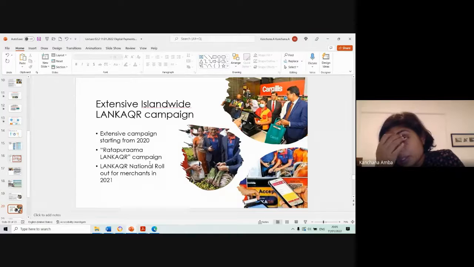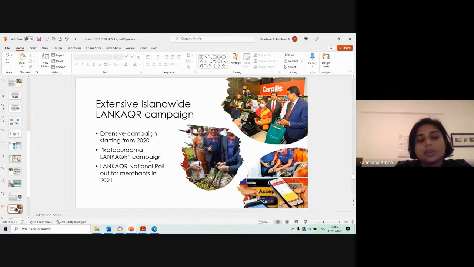And the thing about retail payments, I think when you're working at branch level, you probably know this. You have to really go to the ground level. You can't deploy it at a high level and expect it to pick up. So there have been a lot of campaigns and promotions all over the country, you may have seen it in the papers. Since 2020, we have been extensively running campaigns to promote Lanka QR and onboard merchants and customers as well.